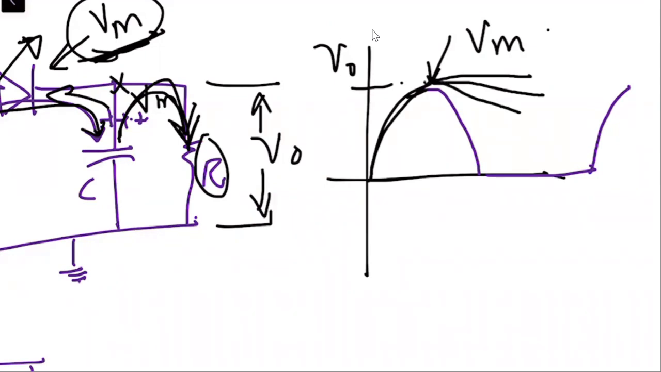So depending upon the value of R, the output slope will be dependent upon that, right? If the value of R is very high, the capacitor can maintain its charge to the value equal to Vm. If the value of R is in the middle, the slope will be something like this. If the value of R is very, very small, the slope will be something like this.